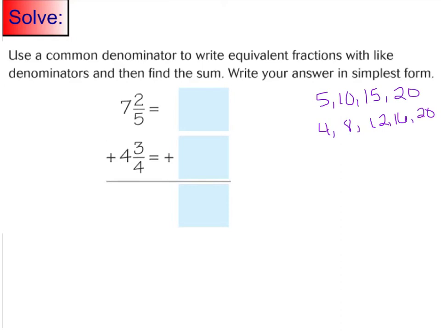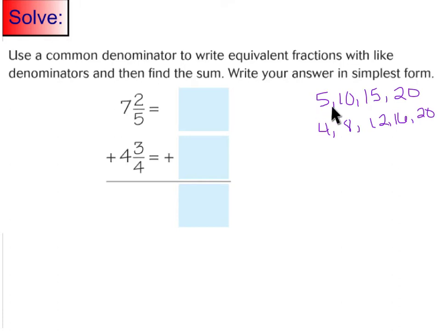Okay, we had to add 7 and 2/5 plus 4 and 3/4. But before I can do that, I noticed that my denominators are not the same. So I have to change the fractions to equal fractions that have common denominators. To do that, you need to find the least common multiple of 5 and 4.